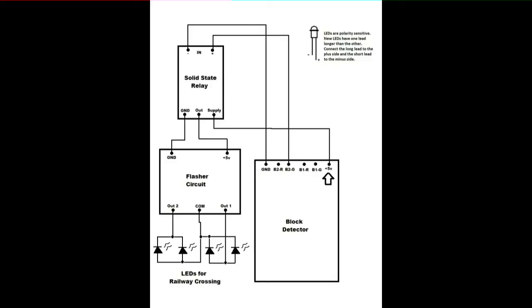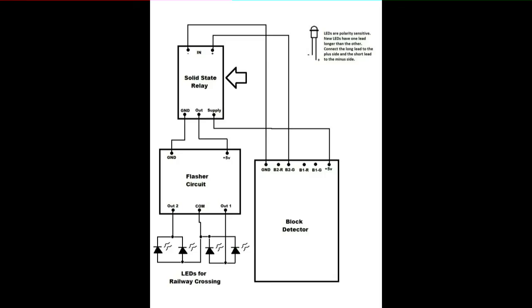I feed plus 5 volts to the supply input of this board. And when this board is switched on, it feeds this plus 5 volts through its output line to the plus 5 volt power input of the flasher circuit, turning it on. The output of the flasher circuit feeds the LEDs of the railway crossing, causing them to flash back and forth.